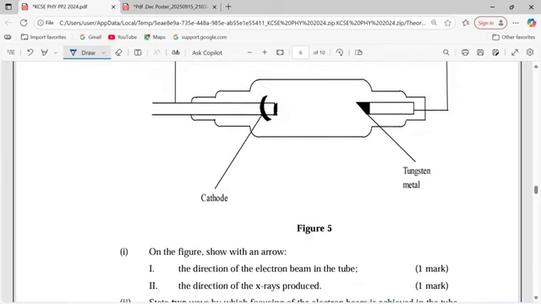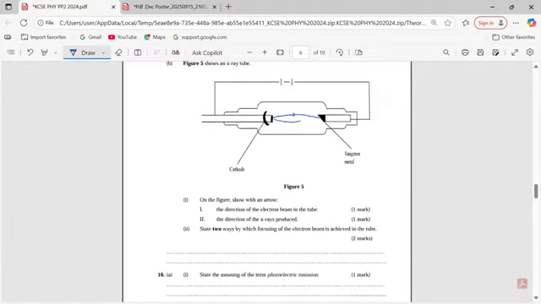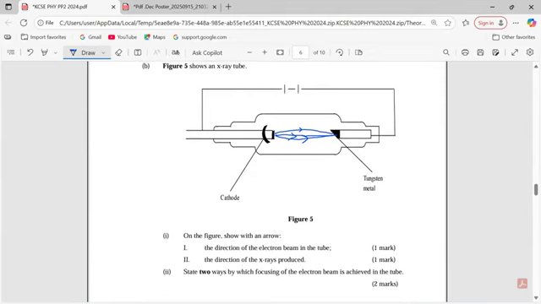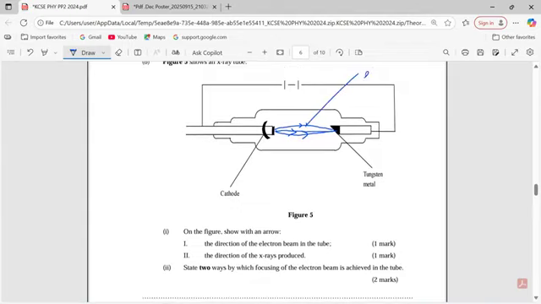You're supposed to know that electrons move after they have been produced at the cathode through thermionic emission. We'll have the electrons flowing, so there should be an arrow for the direction like that. It's beams of electrons moving, being attracted to the positive anode like that. This is the beam of electrons.